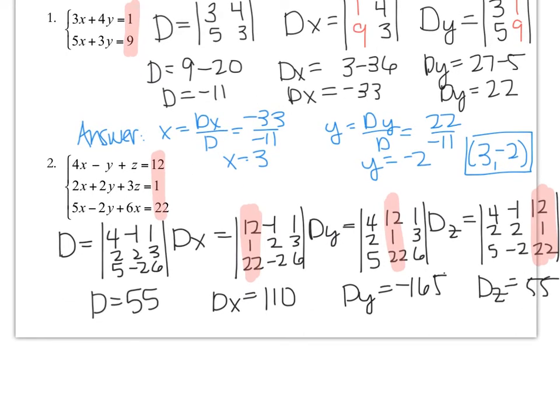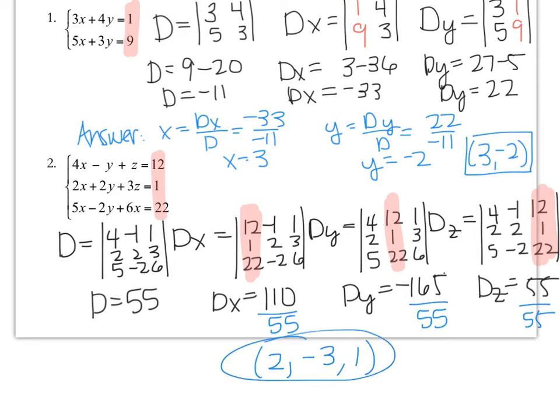So then all I've got to do to get my answer is I'm dividing all of these by d to get the answers. So then this one turns into 2. dy, for y, I'm going to end up getting negative 3. And then for the last one, I get positive 1. So that's the answer to that system. Okay? That's pretty much the most complicated thing we're going to do today.